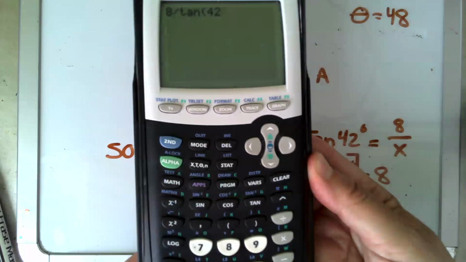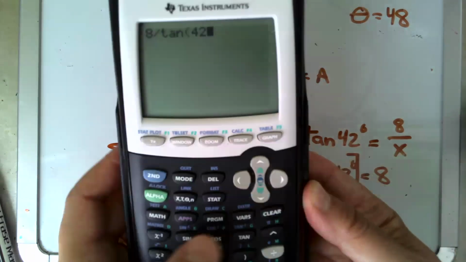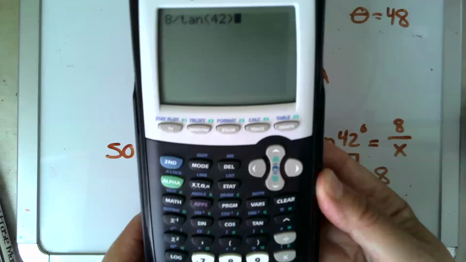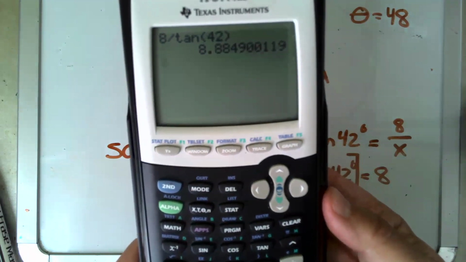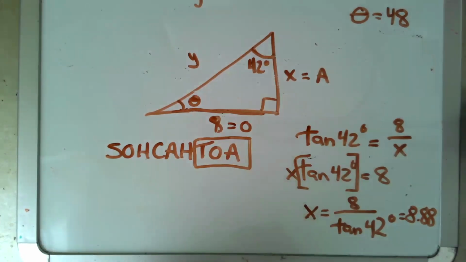So I'm going to put in my 42 and close my parentheses. 8 divided by tangent of 42, and that's my answer. That side length is 8.88. And I'm going to put all my information into the picture.